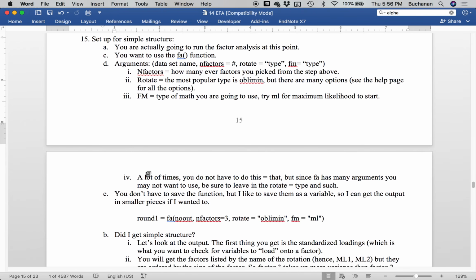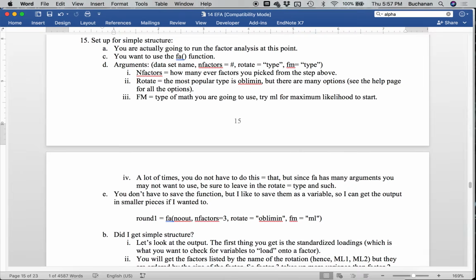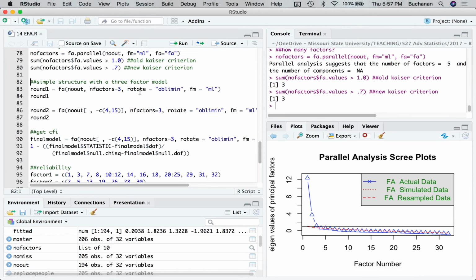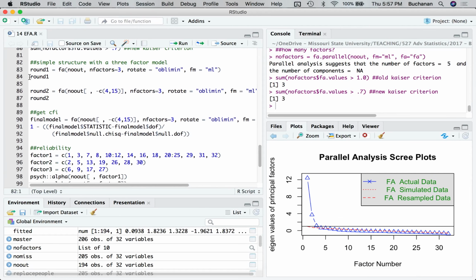So now we're actually going to run that factor analysis, and we're going to use FA for factor analysis. The arguments are the data set name, the number of factors. So this is where we'll put 3. Rotate equals, and then we'll put in oblimin. FM is ML for factor math, just like before. You don't have to save it, but we're going to save it so that we can use it later. So for round 1 here, I've got my dataset name, 3 factors, oblimin rotation, and maximum likelihood.